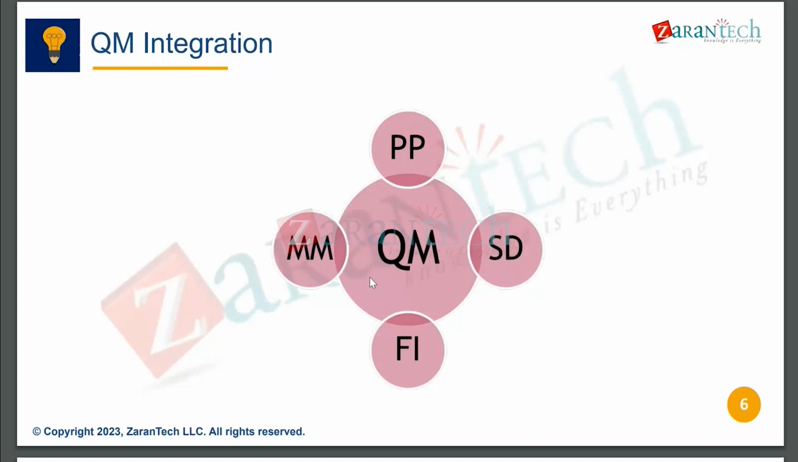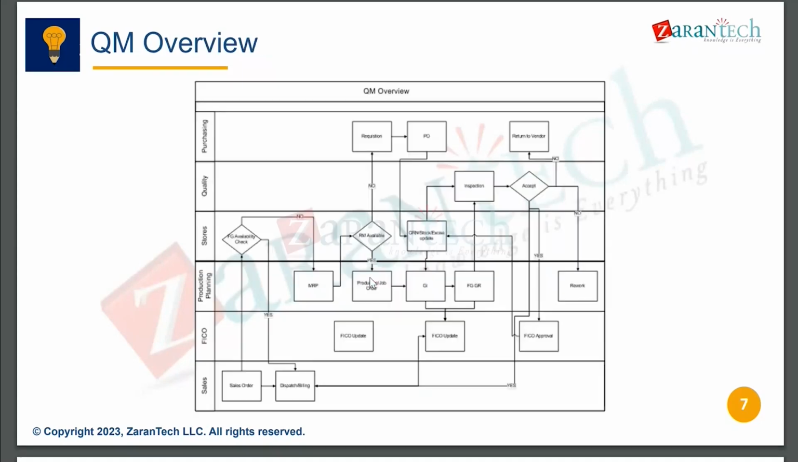Okay, clear? Any doubts here? No. Okay, so this is some overview of whatever we discussed. This is also a typical QM overview where QM is integrated with other modules, how the entire process will happen. This is the end-to-end flow actually. I have given one flow.